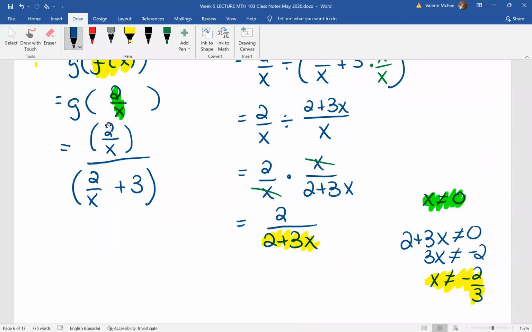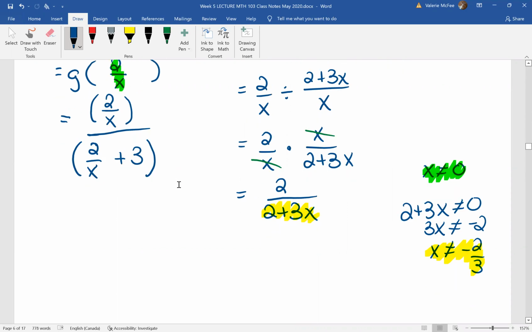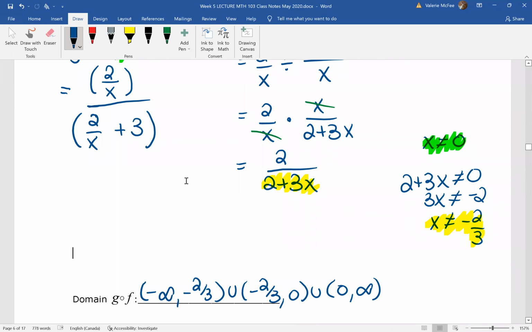You checked the beginning and the end of the question. You found there were 2 domain restrictions, and your interval notation should look like this.